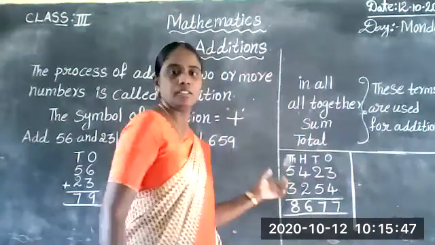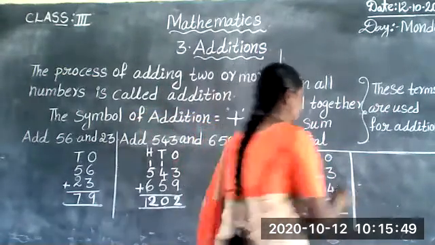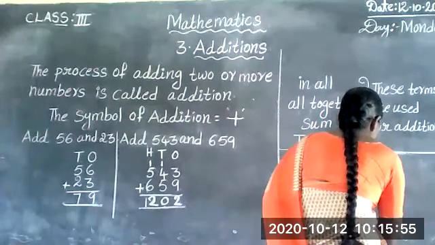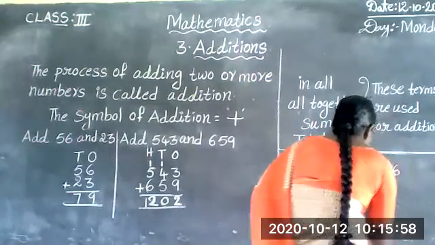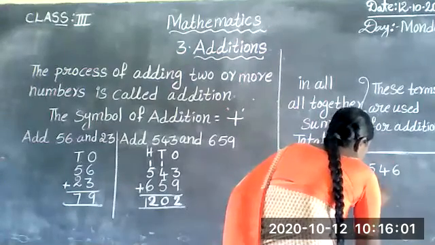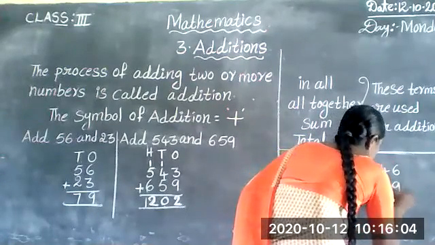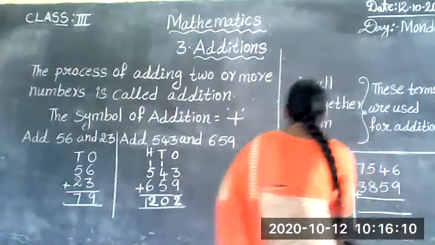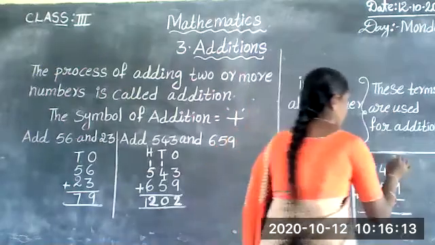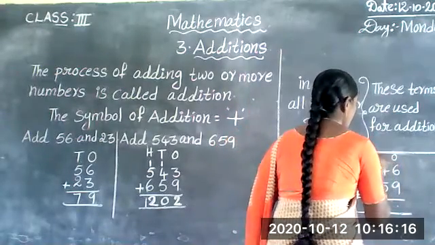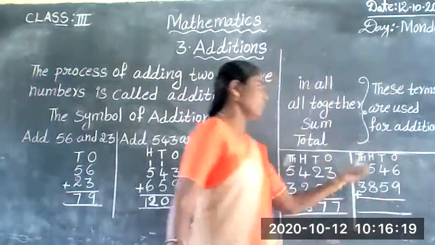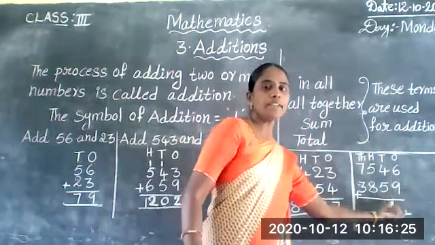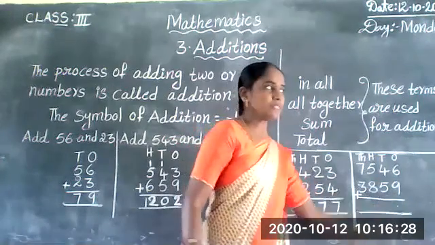Next, I will explain one more addition. 7,546, 3,859. Ones, tens, hundreds, thousands. First, we have to add ones place numbers.